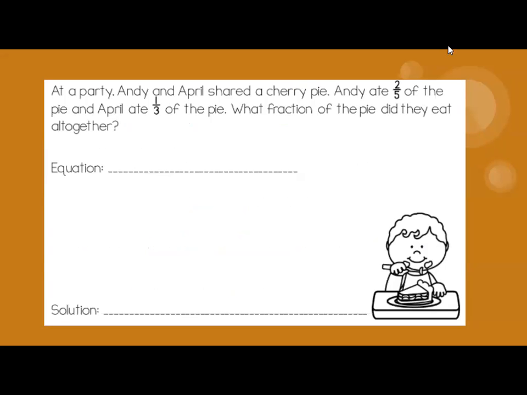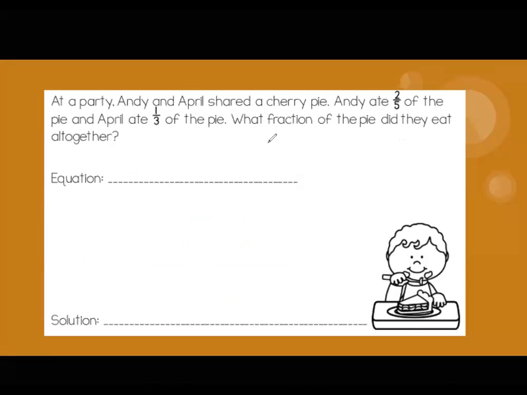So the first thing we need to think about is, what is it that they are asking? They're wanting to know what fraction of the pie did they eat altogether? And when we see that word altogether, what does that signal that we need to do? Yes, that means that we are going to need to add these two fractions together. So Andy ate 2/5 of the pie, and then April ate 1/3 of the pie. And once we add that together, we'll be able to find how much they ate altogether.